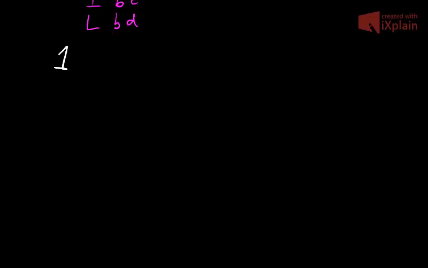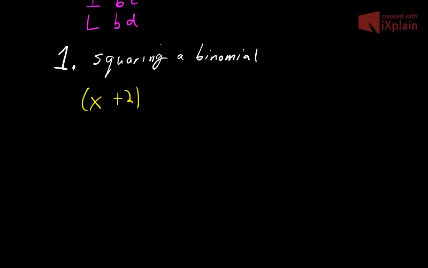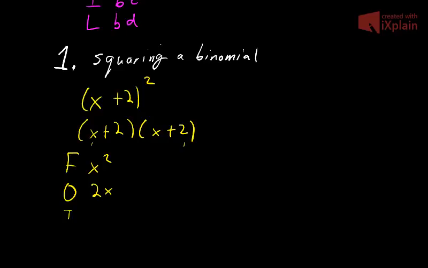And our first case is going to be squaring a binomial. So what this is going to look like is if I have something like x plus 2 squared. So what x plus 2 squared would be is x plus 2 times x plus 2, and that's going to give me, my first would be x times x, so that's x squared. My outer numbers would be x and 2, which would be 2x. My inner numbers would also be x and 2, which would be 2x. And my last would be 2 times 2, which is 4.